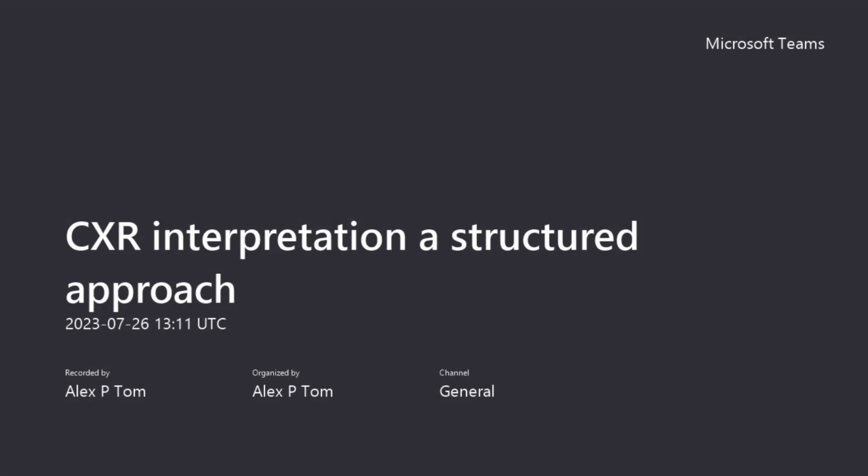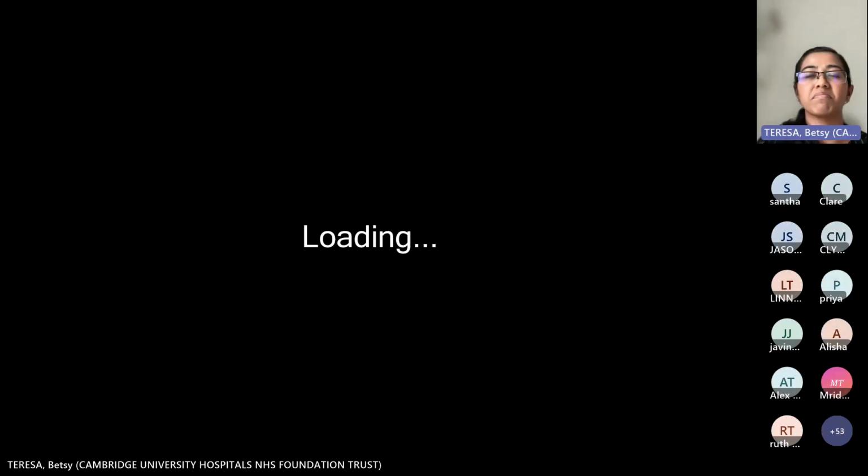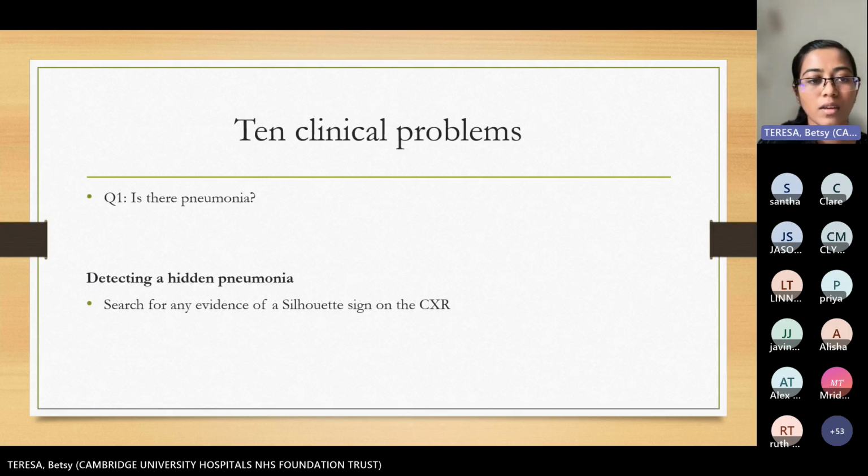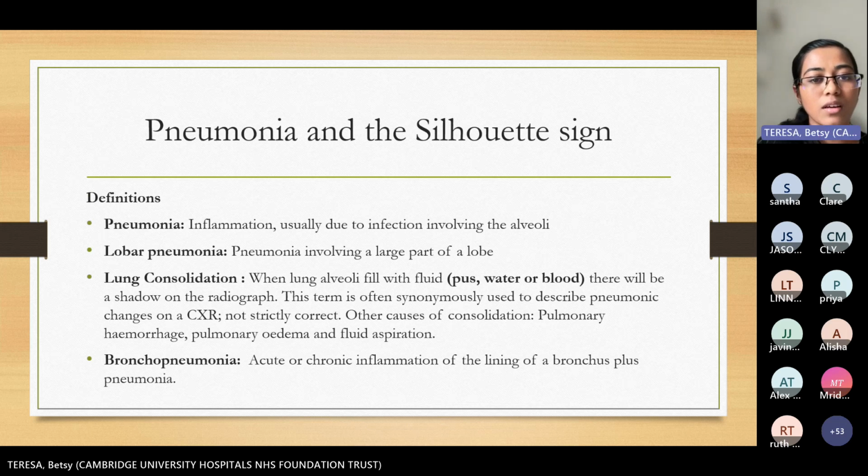Let's just go back and discuss what pneumonia is, and some other things you need to know before going into what a silhouette sign is. Again, definitions. Pneumonia is just inflammation of the alveoli that's mostly caused by an infection. Lobar pneumonia is just pneumonia, but it's usually involving a large part of a lobe.